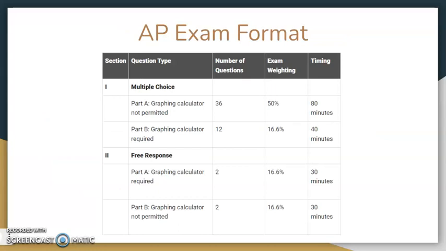The AP exam format is as follows. It is a 3-hour exam. It is 1/3 with a calculator and 2/3 without a calculator. You'll see that 2 hours are spent on multiple choice questions and 1 hour on free response questions.